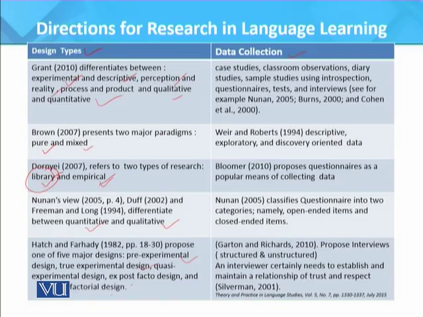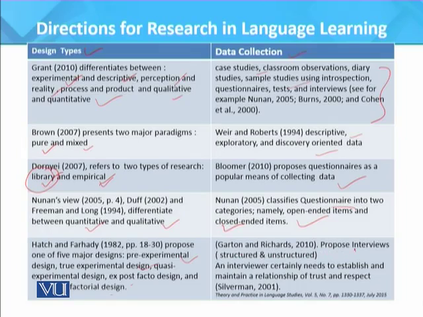Coming to data collection, qualitatively you have case studies, observations, diaries, sample studies, introspection, questionnaires. These are basically the qualitative data collection. Wayne and Robert define again the descriptive, exploratory, and discovery oriented. Bloomer again proposes the qualitative, which comprises questionnaires. Noonan classifies questionnaires further and says you can have open-ended questionnaires which are conducted in focus groups, and then closed-ended ones can lead to the collecting of numerical data.